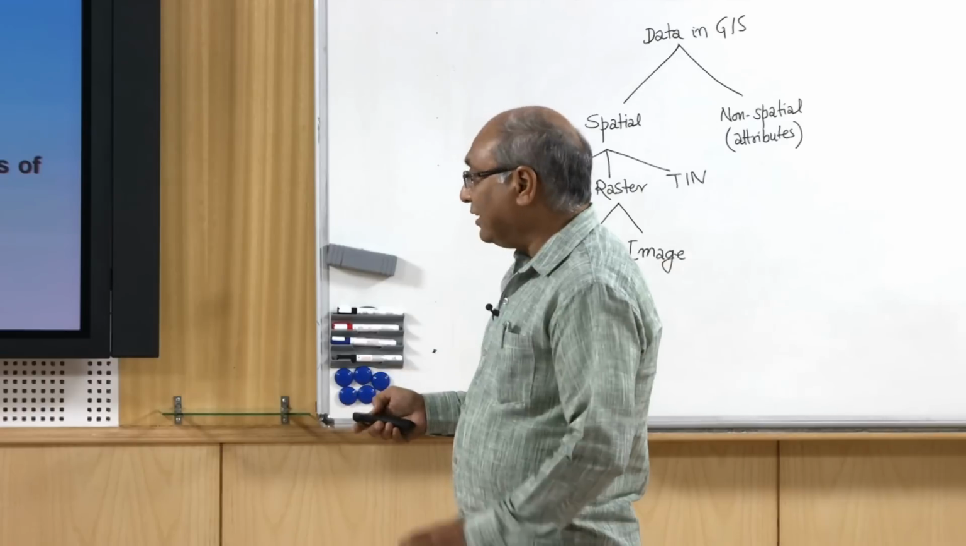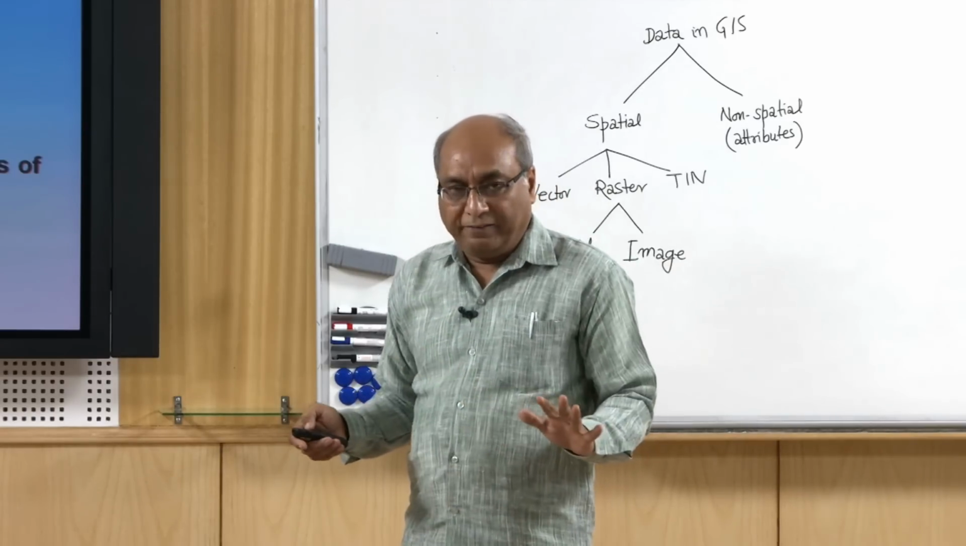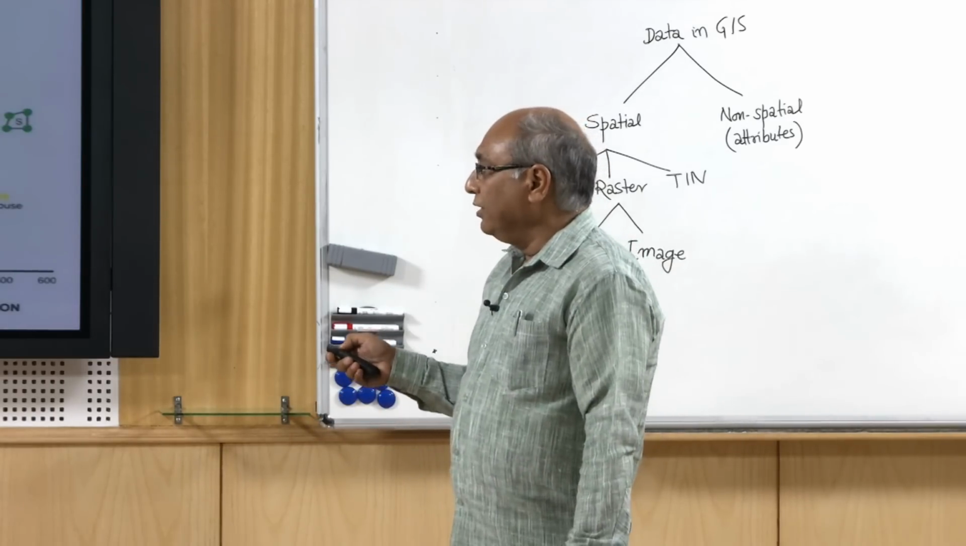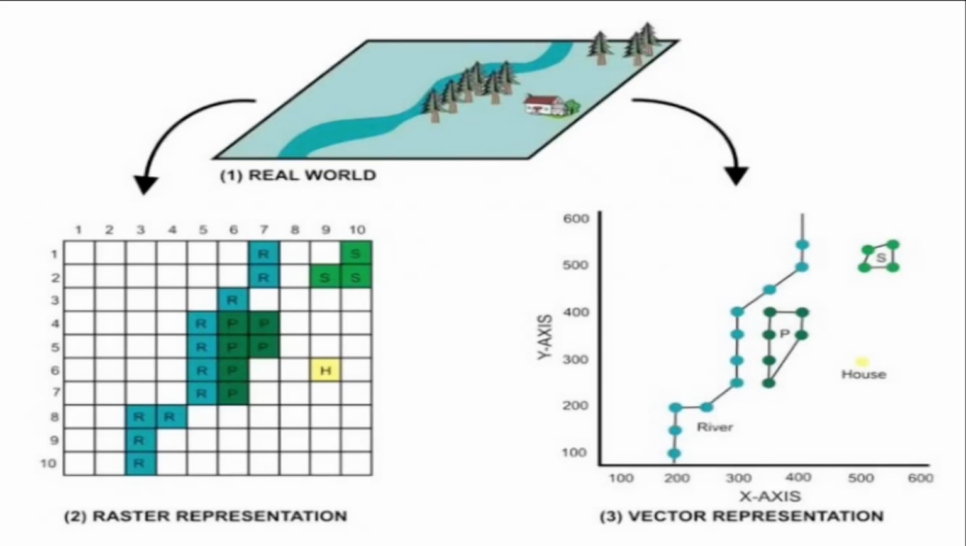That these data sets are fundamentally completely different, vector and raster. And if a real world has to be represented in these 2 formats, then you can see that if the real world is represented, which is a very simple representation of the real world here, you are having a stream, you are having say agricultural land in the background, some forest and a house.